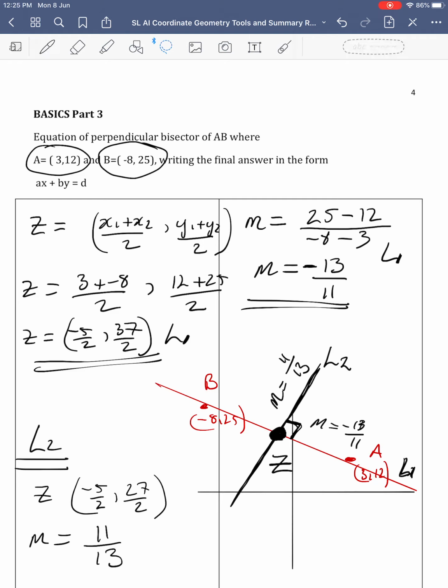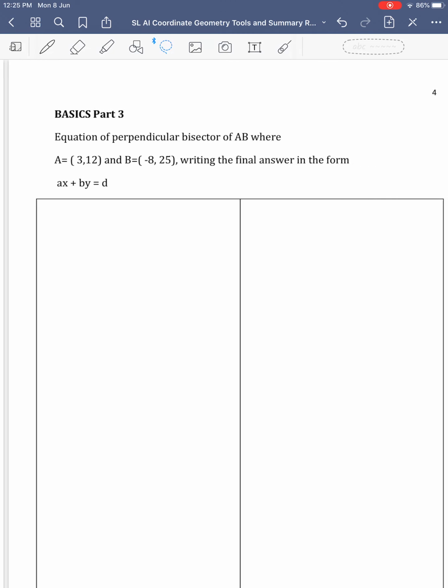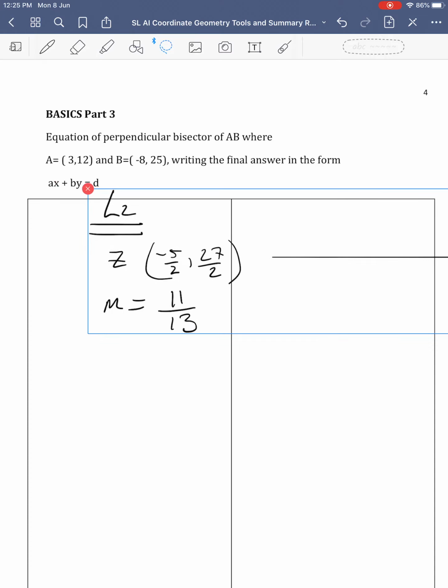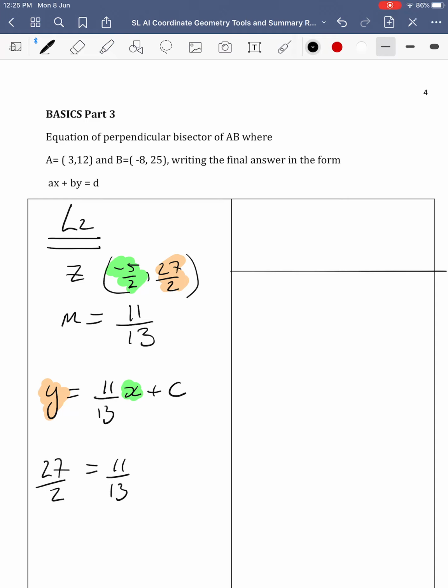So let's just grab this information here. I'll just copy it. Let's get another page on. Let's just paste it here. Okay, and let's give it a go. So put my pen back on. y equals mx plus c. Substitute now for x in place of the x and y in place of the y to find c. So 37 over 2 equals 11 over 13 times negative 5 over 2 plus c. 37 over 2 equals negative 55 over 26 plus c.